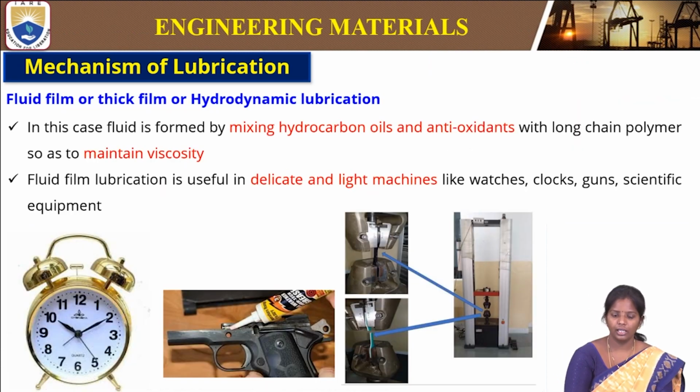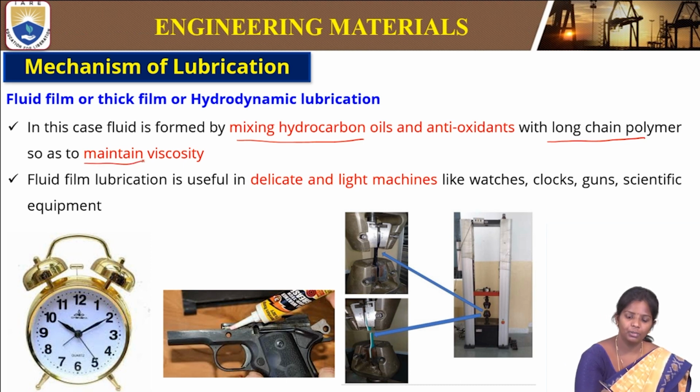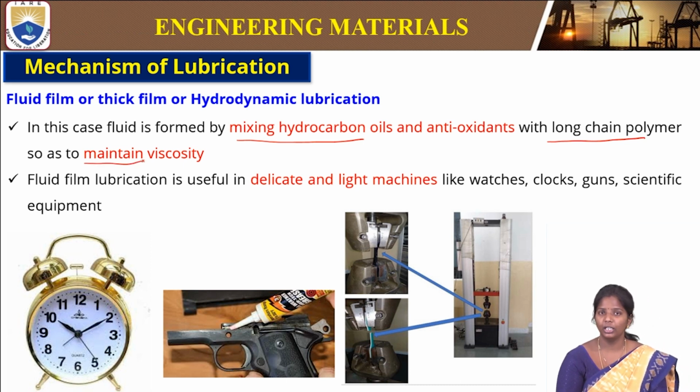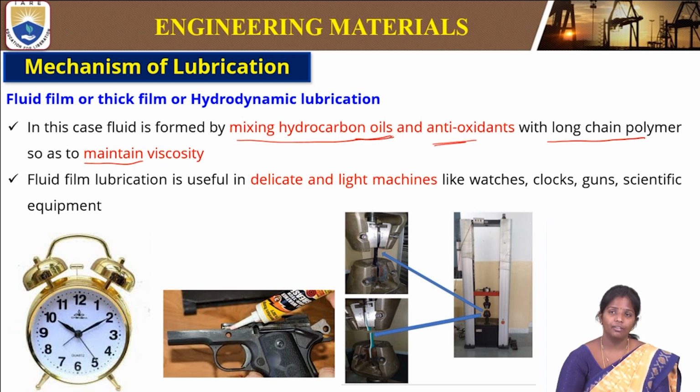Then in this case, what happens? Mixing hydrocarbon oils and antioxidants with long chain polymer will help in maintaining the viscosity. So in order to maintain the viscosity, the hydrocarbon oils and the antioxidants are mixed, so that the presence of these antioxidants in the hydrocarbon oils will help in maintaining the viscosity.